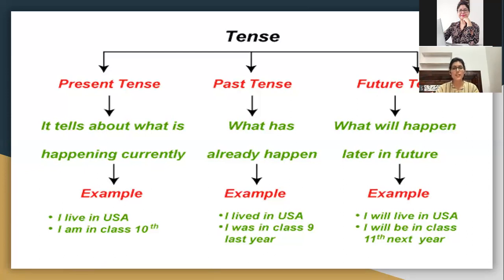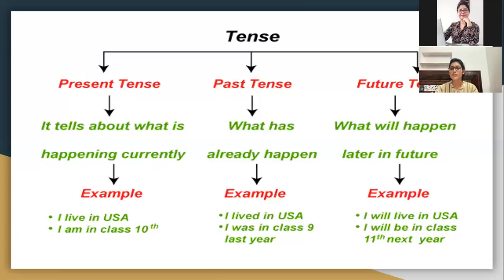And what is past tense? Past tense, we use for whatever we do, work, and think in past time. So we use past tense in a sentence when there is a word like yesterday, last week, last night, last day.